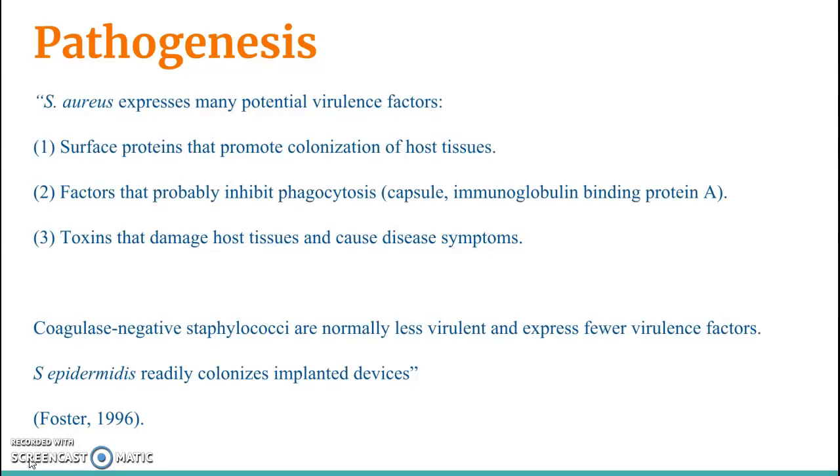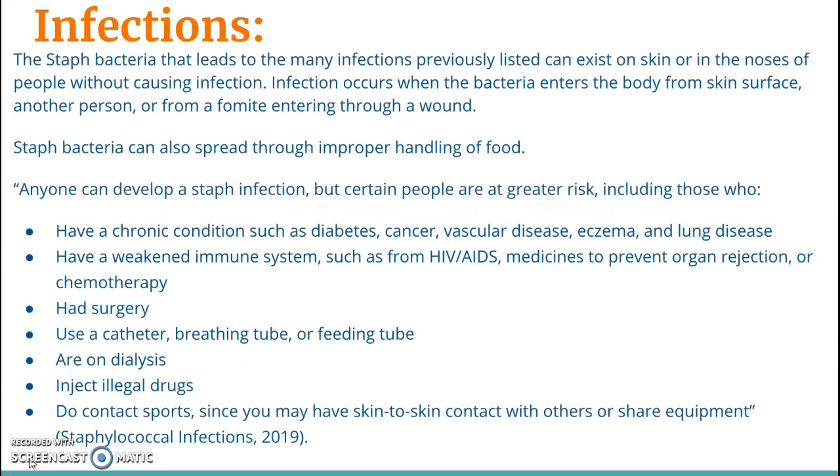Staphylococcus can express many potential virulence factors, including the colonization of host tissues through surface proteins. They inhibit phagocytosis with a capsule or certain immunoglobulin proteins. Toxins also damage the host tissues, reducing our immune system and our ability to fight back. Coagulase negative staphylococci are normally less virulent. Staph infections from Staphylococcus aureus can also spread through the improper handling of food.